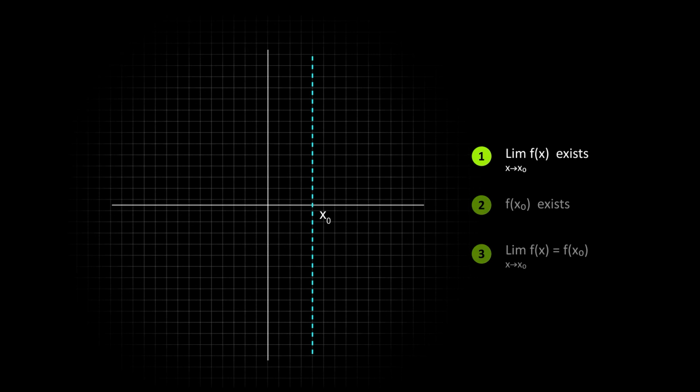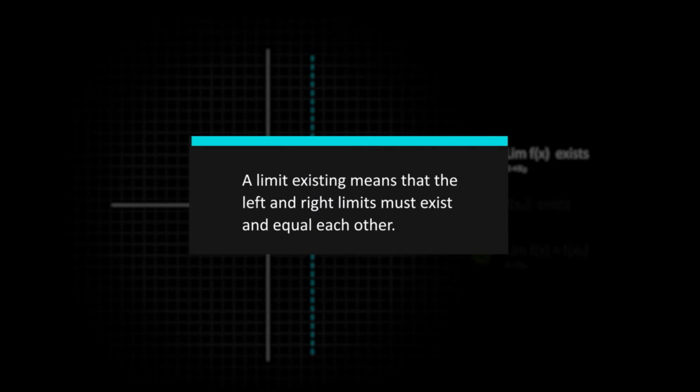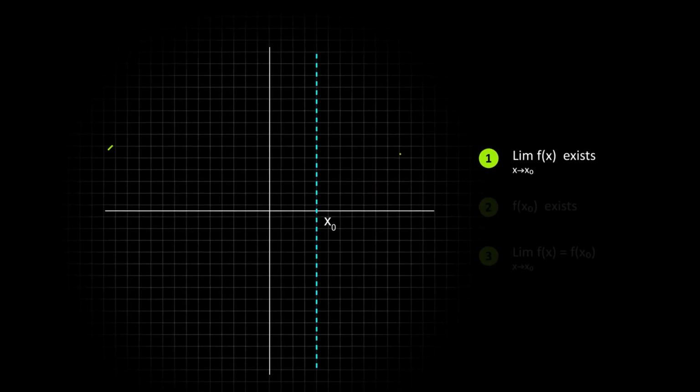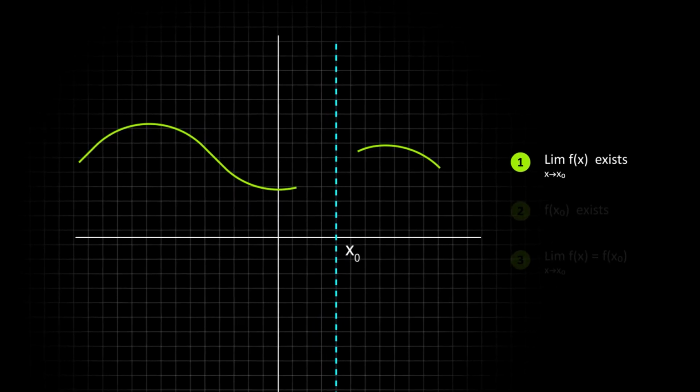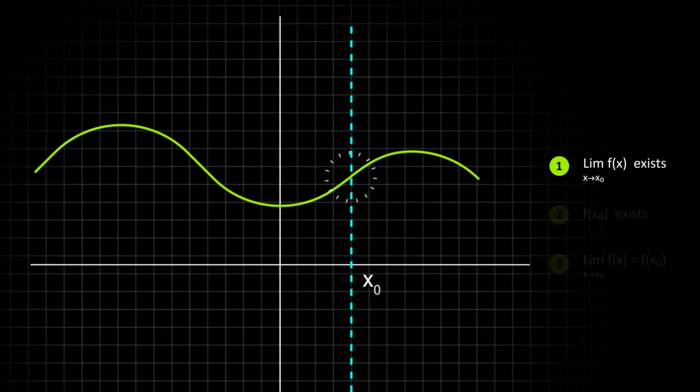In particular, the first condition, that the limit exists, is designed to avoid most of the discontinuities we intuitively think of when we think of discontinuities. Remember that a limit existing means that the left and right limits must exist and equal each other, which means that as you follow the curve toward x naught from the right and the left, we must eventually get infinitely close to the same y value.